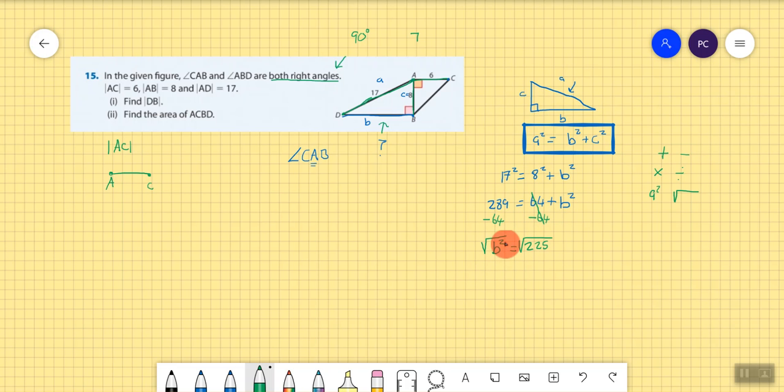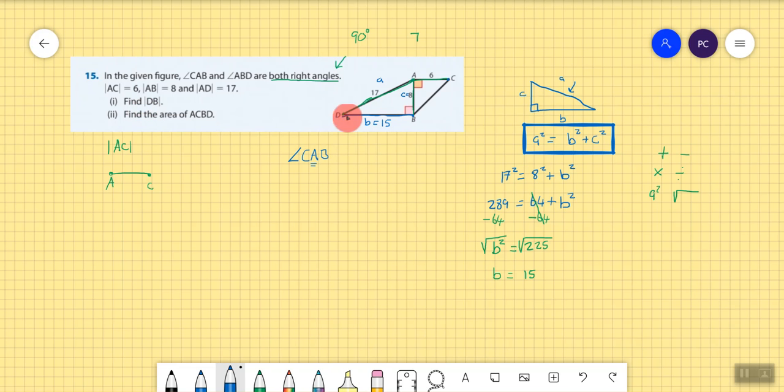So if you take the square root of a power, it gets rid of the power, so it just leaves you with b is equal to the square root of 225. The square root of 225 is equal to 15. So we can say that b is equal to 15, and this is this length here.